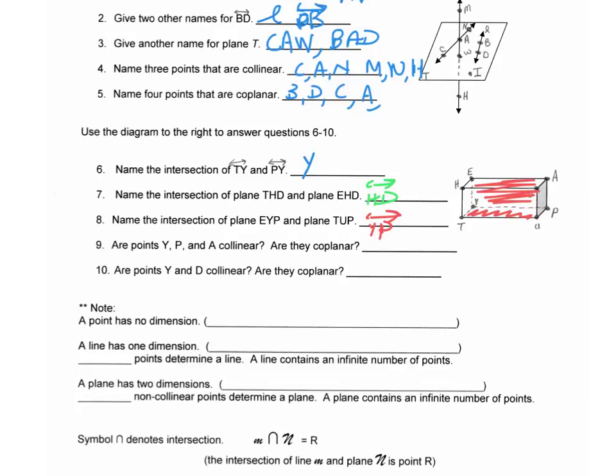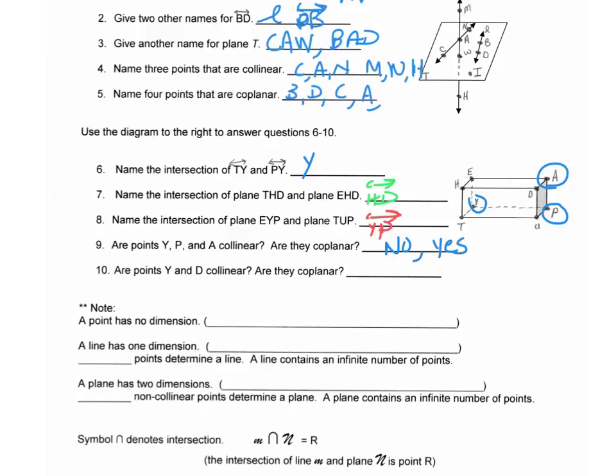Number 9, it says, are points Y, P, and A collinear? Any 2 points make a line, so let's see. Here we have Y, P, and A. Y is way over here, P over here, and A over here. Are they in a straight line? No, they are not. They're not collinear. Are they coplanar? Well, they're all on that back plane, so yes, they are coplanar. They sit in the same plane.